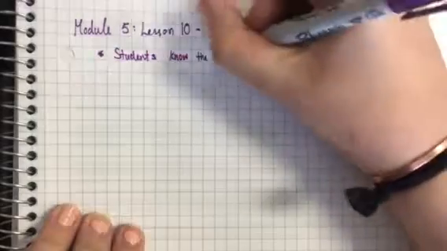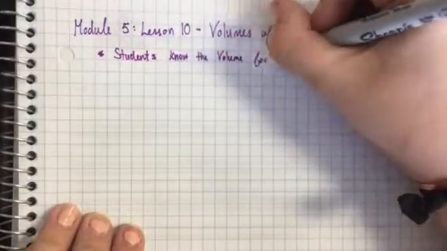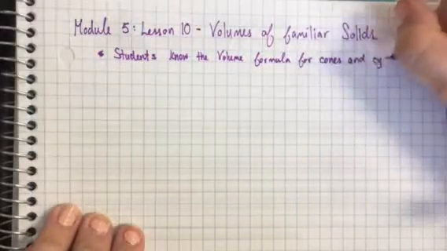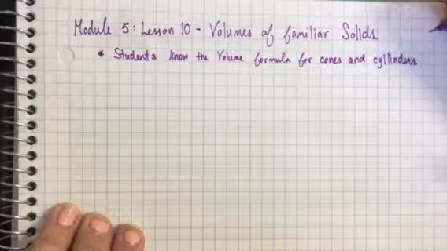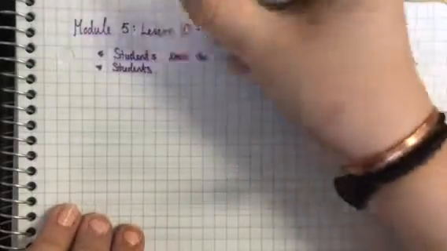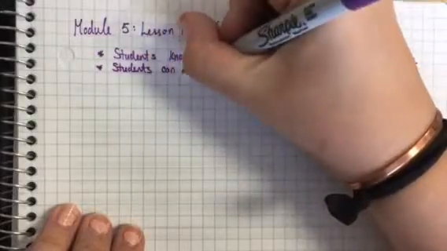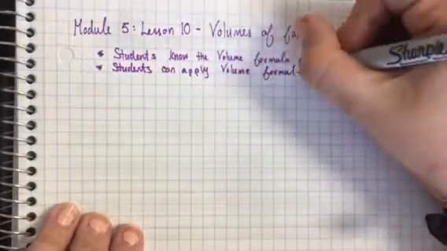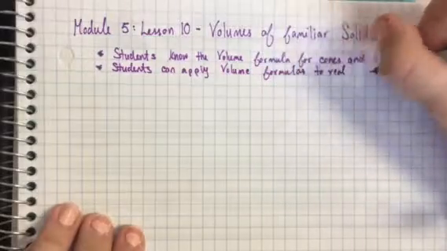So the first thing we want to think about is that students know the volume formula for cones and cylinders, and also that students can apply those formulas to real-world applications.